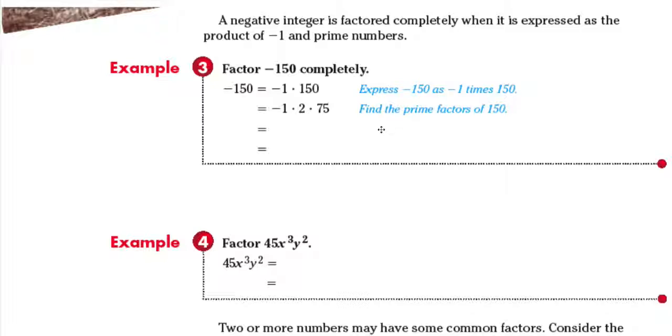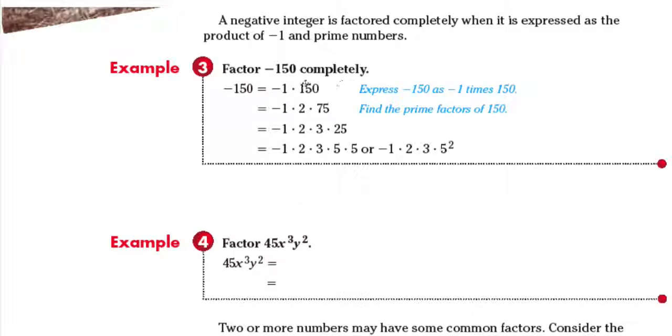And then we find the factors of 75: 3 times 25. And eventually find the factors of 25. So you now have -1 times 2 times 3 times 5 squared. And that's how you factor -150 completely.